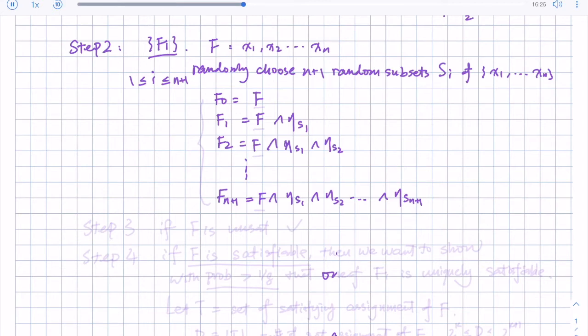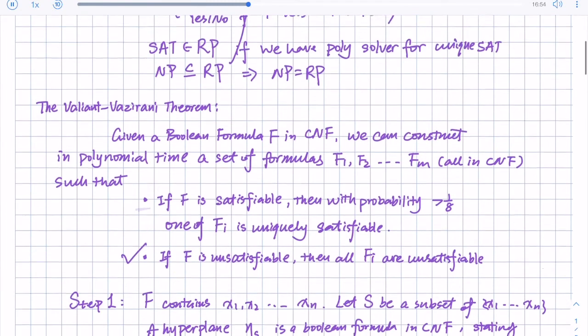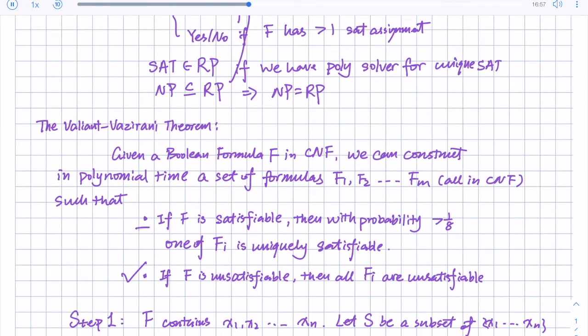Now for step 3, recall that we just finished the construction for all the formulas. It's easy to see that because F occurs in all the formulas that we constructed, if F is unsatisfiable, then none of these formulas is satisfiable. So then we proved this part of the theorem. Now we only need to show that if F is satisfiable, then with probability more than 1/8, one of the formulas that we constructed is uniquely satisfiable.